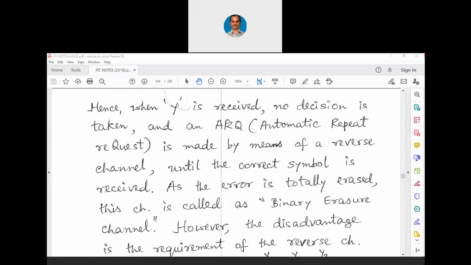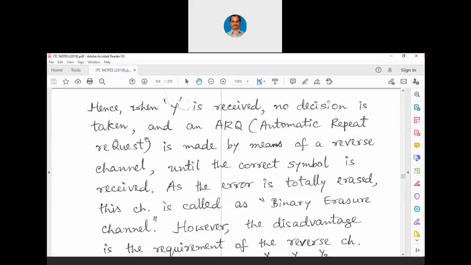Let me explain this. Whenever the receiver receives this Y, which is not part of the source, then the receiver knows it is an error. When the receiver knows this is an error, no decision is taken at the receiver. Instead, an ARQ, automatic repeat request.